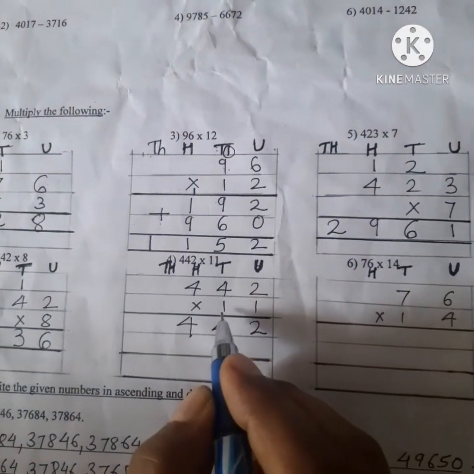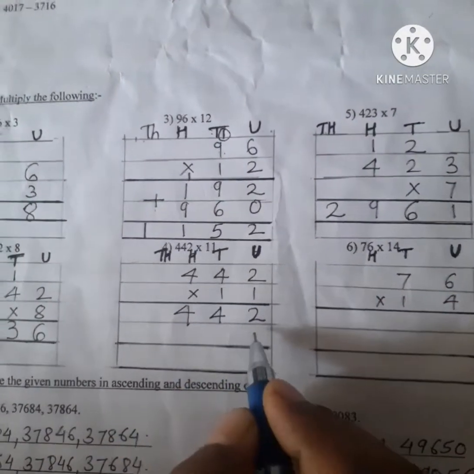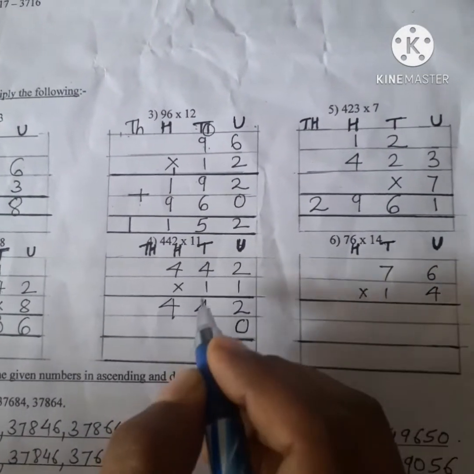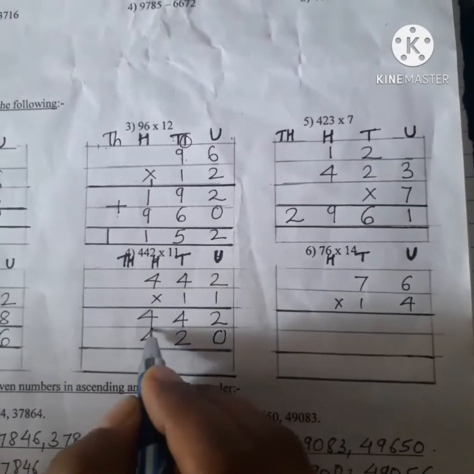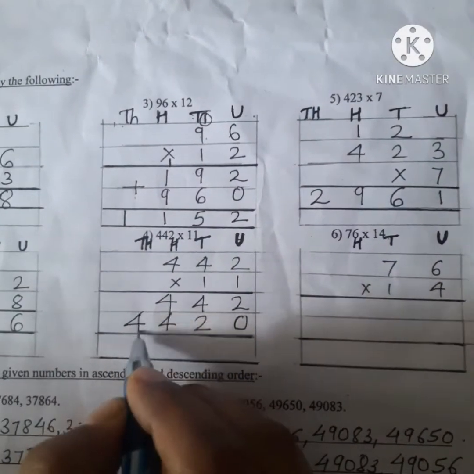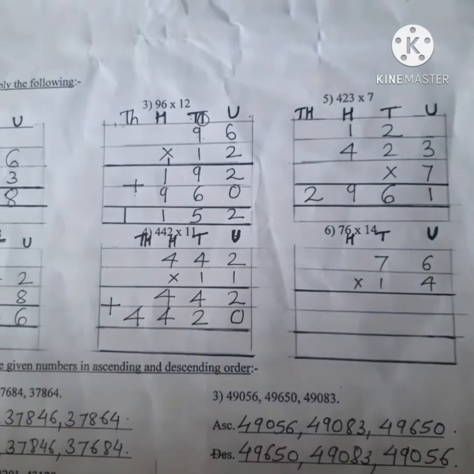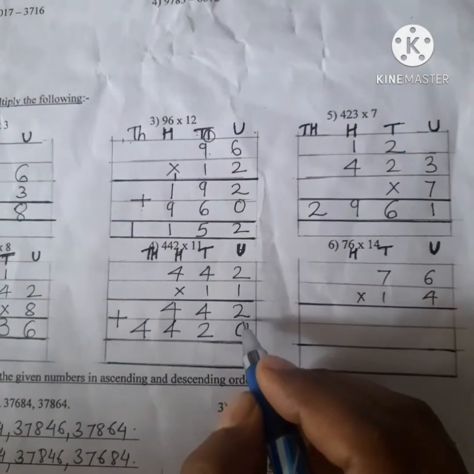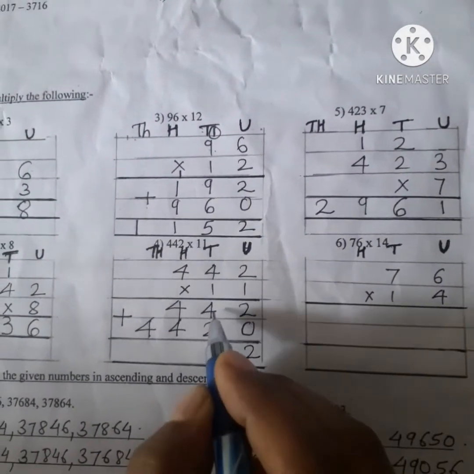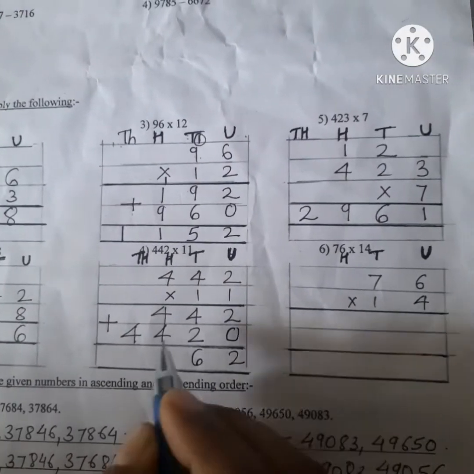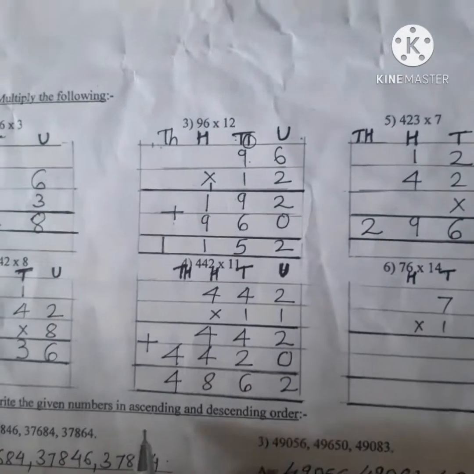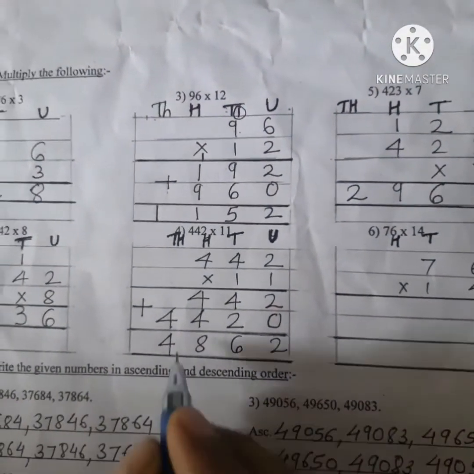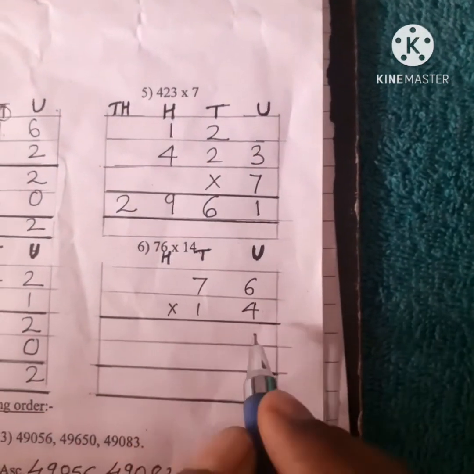Then what you have to do when you take tens place? Then you have to take 1 here, 0. Then let's start multiplying. 1 2s are 2, 1 4s are 4, again 1 4s are 4. After that you have to add. Okay, so let's start adding. 2 plus 0, 2, 4 plus 2, 6, 4 plus 4, 8 and your answer is here 4. Answer is 4862. Clear?